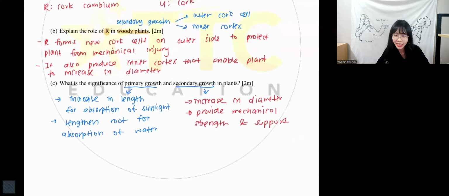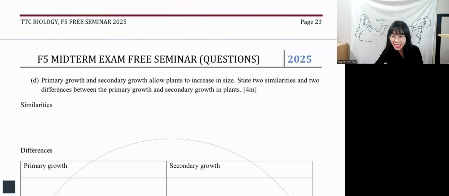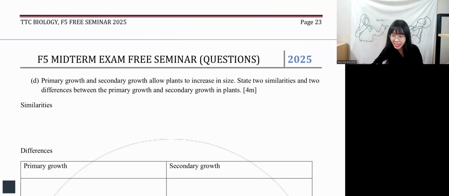Okay, next question. Primary growth and secondary growth allow plants to increase in size. State two similarities and two differences between primary growth and secondary growth in plants. Now, what is the similarity between these two? Woody plants will increase in length and increase in diameter. And in order for them to grow wider or to grow taller, what process do they have to carry out? Mitosis, right? Mitosis is to increase in number of cells.